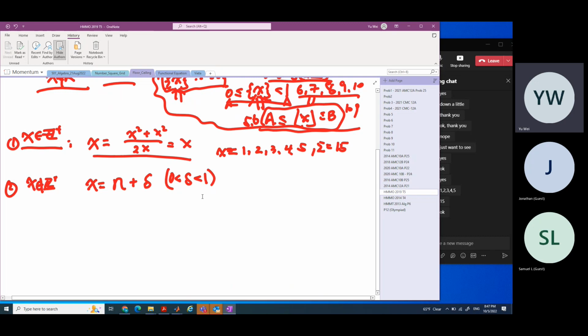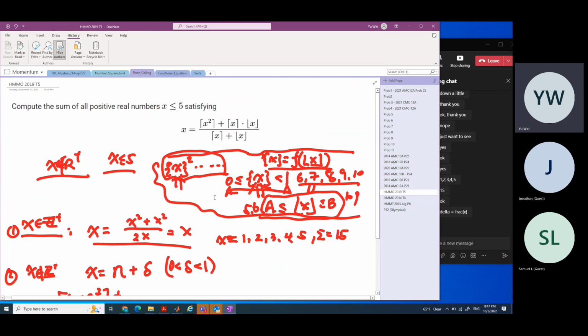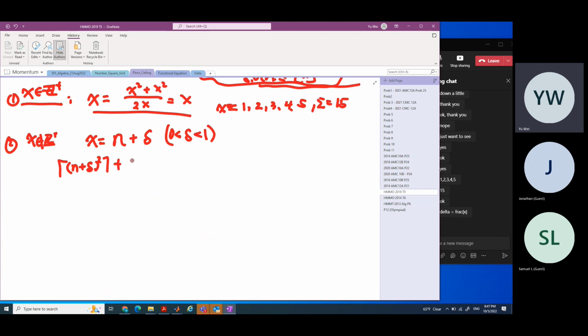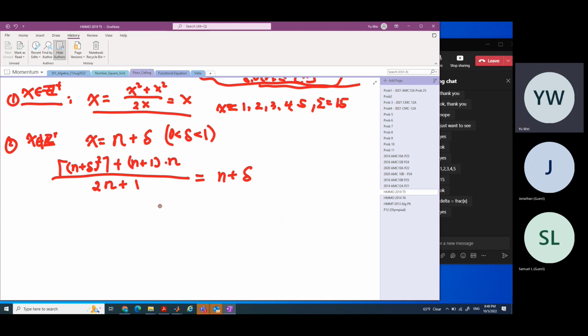Okay, so in this case, let's write this number again. It is n plus delta squared, then plus the ceiling, which will be n plus 1, right? The floor will be n, right? What is the denominator? 2n plus 1. Do you agree with me, Jonathan? And do you agree with me, Sam? That equals n plus delta, right? Okay.